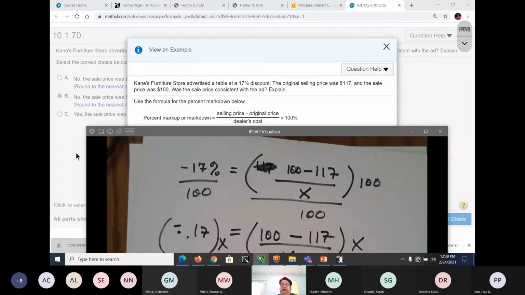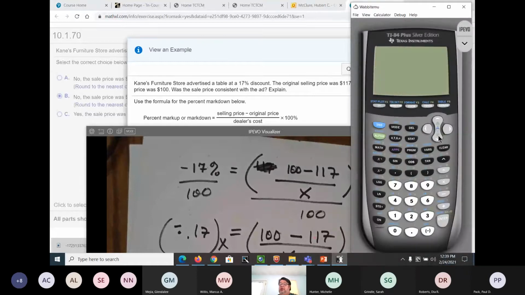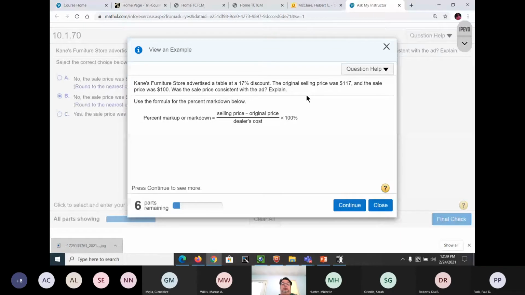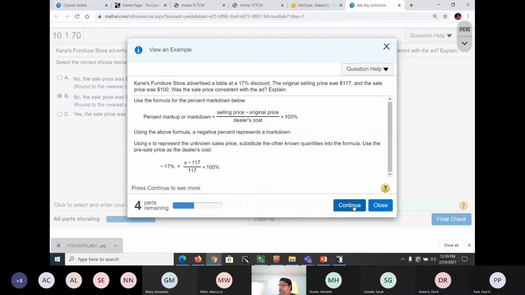Let's see what the calculator says. I think it's 100, but that's not what the answer is. 17 divided by 0.17. Yeah. It's 100% markup. I don't understand. Let's see what they get. They're dividing by 117. No, wait a minute. No.